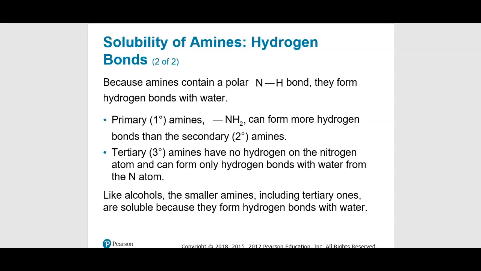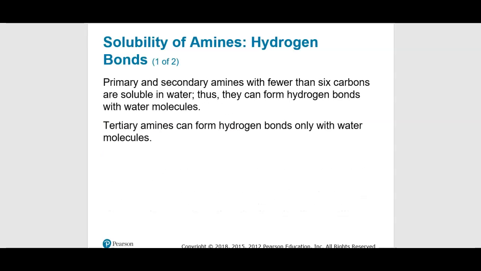So, the solubility of amines. What do they say about that here? Well, primary amines, because they contain a polar NH bond, can form hydrogen bonds with water. Tertiary amines don't have a polar NH bond, but they can still form hydrogen bonds with water from the nitrogen atom. So the smaller amines are soluble because they form hydrogen bonds. They're capable of hydrogen bonding with water, so they are polar. And 6 carbons or fewer is really the cutoff there.